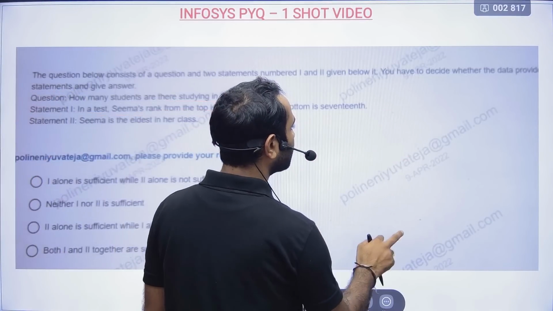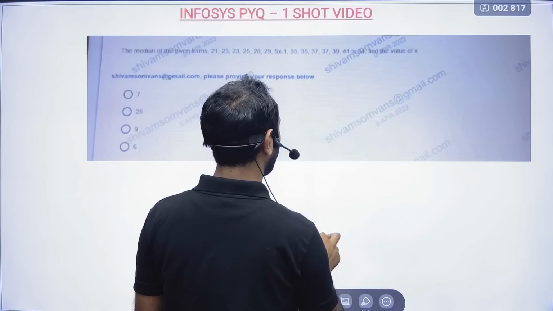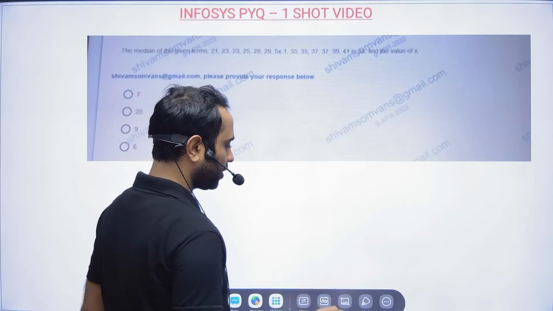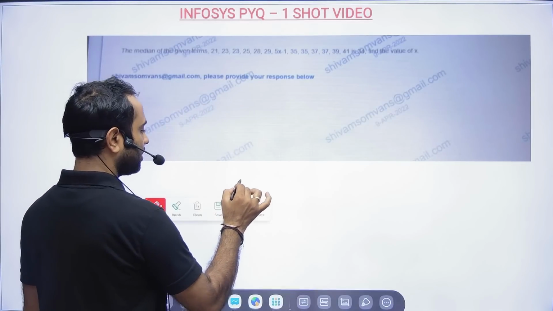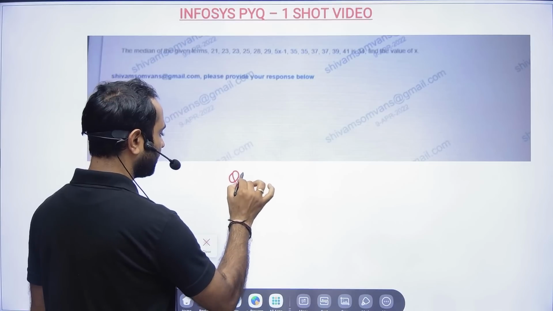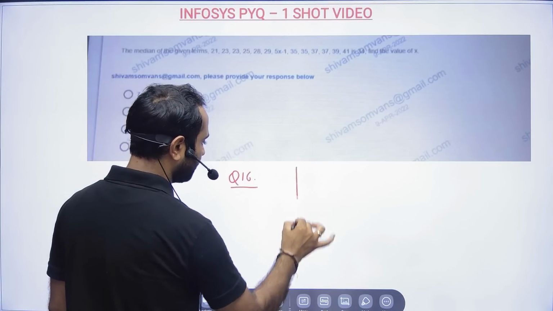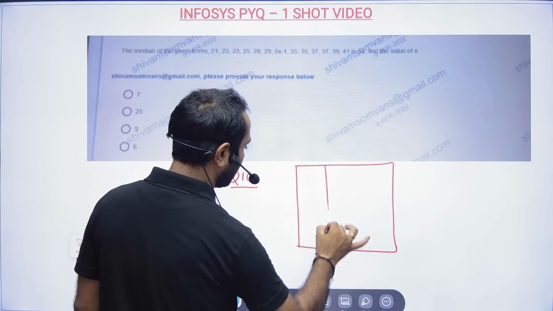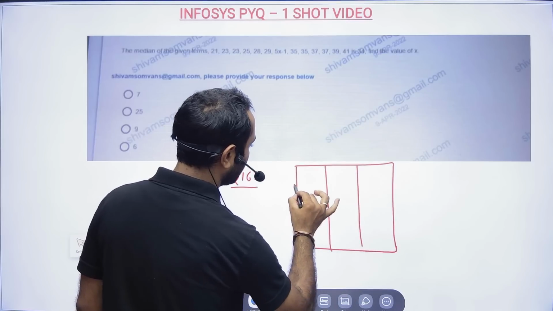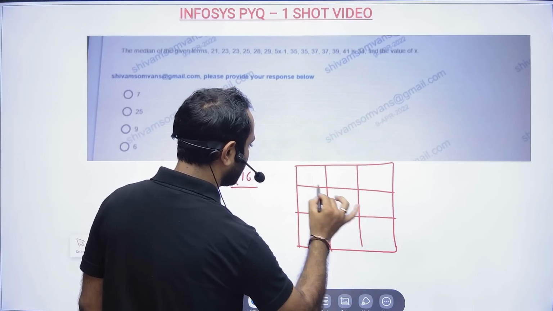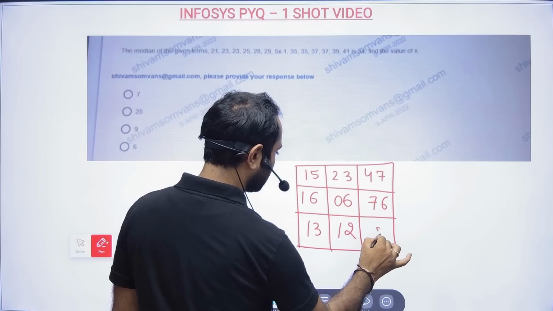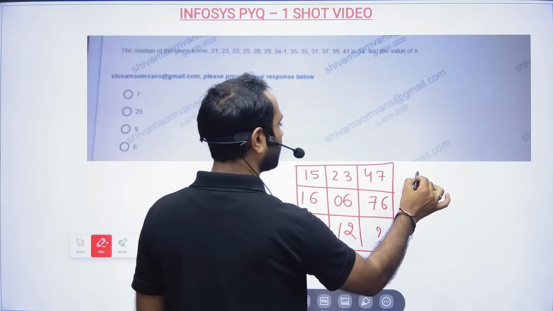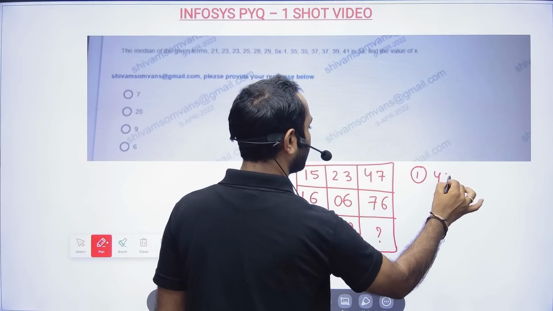Okay. So this was all for today. Now before I go, I want to give you one puzzle. Let's say this is question number 16 and I am going to give you one puzzle, and let's see how many of you are able to solve this. So this one you tell me the answer. So your answer will be 42.